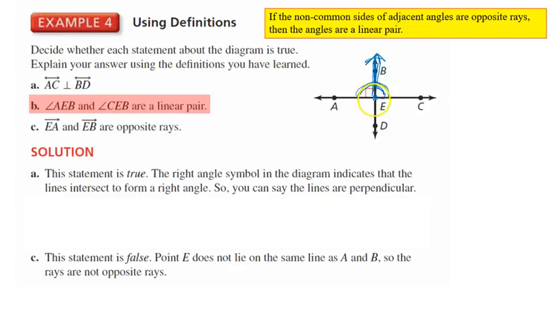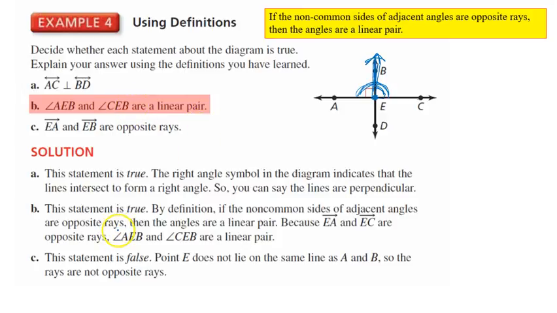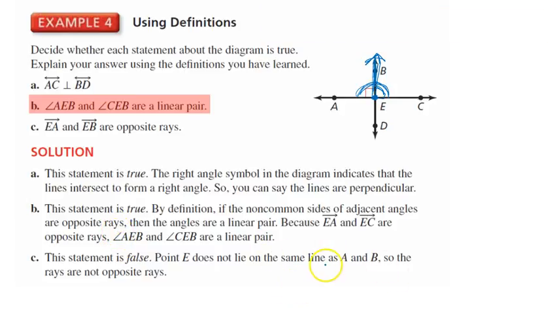So ray EC and ray EA do share the same endpoint E, and they extend in opposite directions, forming a straight line. So these are opposite rays. Hence, therefore, angle AEB and angle CEB are a linear pair. That is true. That's as true as true gets. Super true.